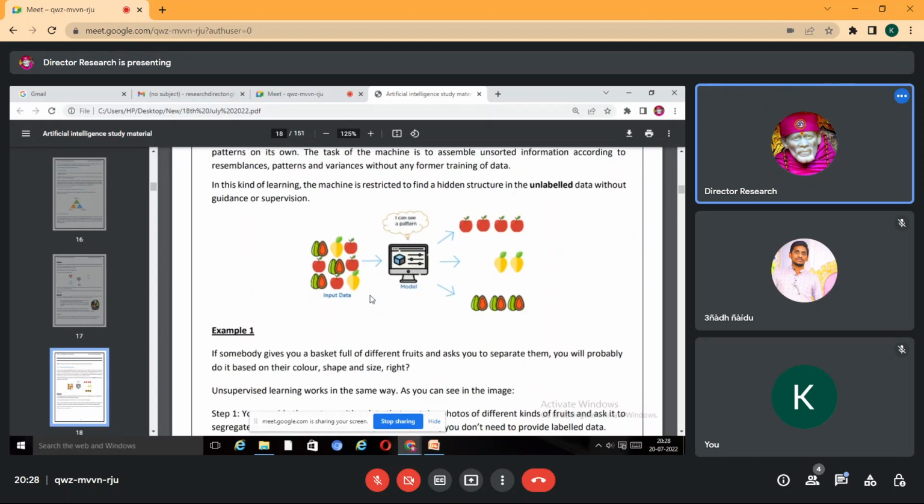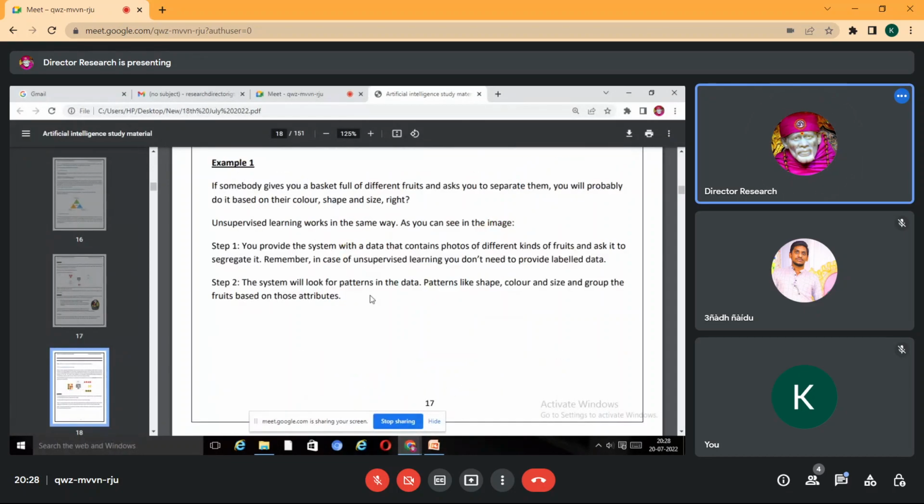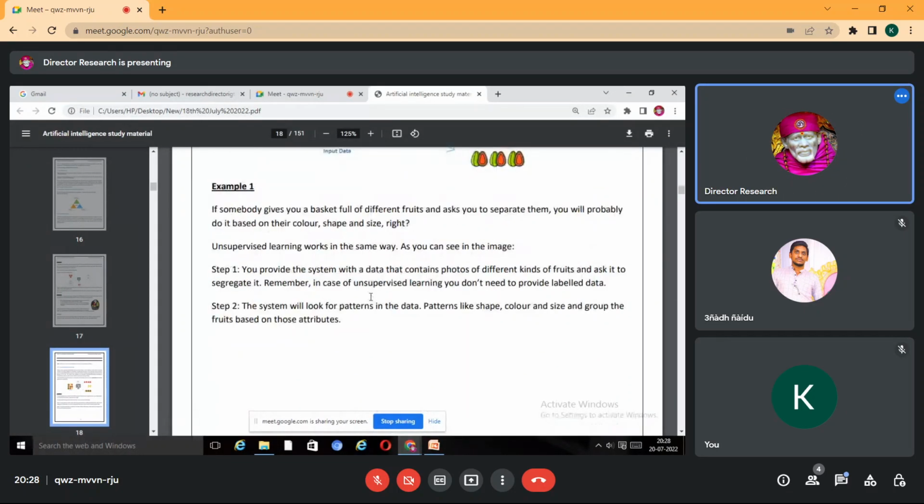It's kind of learning the machine in unlabeled data without guidance or supervision. If somebody gives you a basket full of different fruits and asks you to separate them, you will probably do it on their color, shape, size, and height. Unsupervised learning works like this.